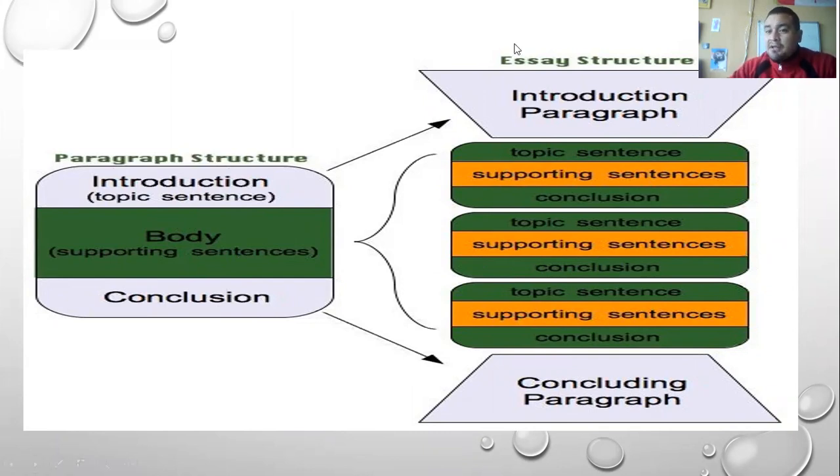In an essay, you have an introductory paragraph, and you have 3 supporting paragraphs, each one with its topic sentence, supporting sentences, and conclusion. Each one of these will be talking about an argument or an idea, depending on the topic that you provided to your readers. And finally, you will have a concluding paragraph that will be summarizing whatever arguments you talked about in these 3 supporting paragraphs and also restating the thesis statement that you provided in the introduction.